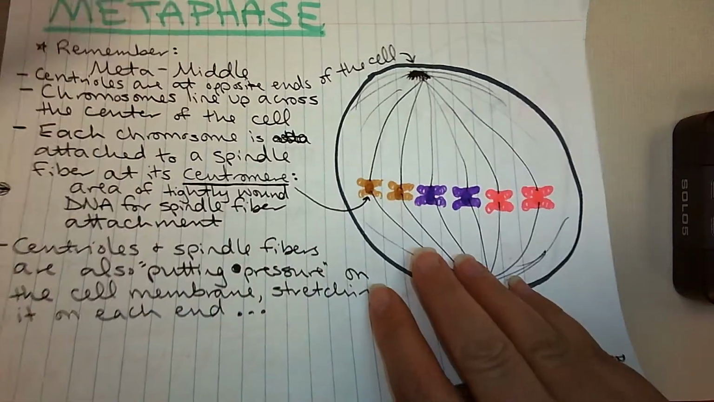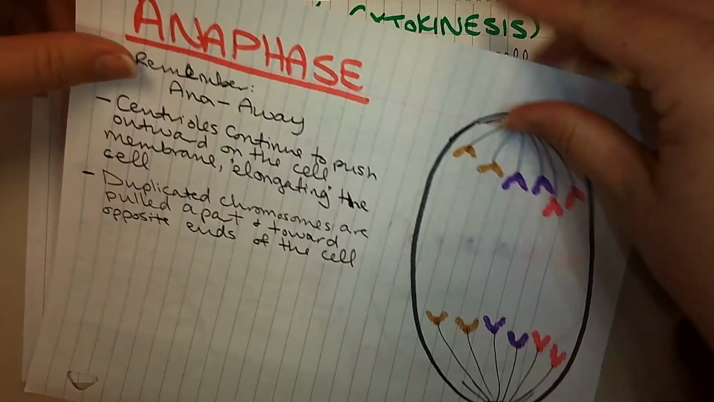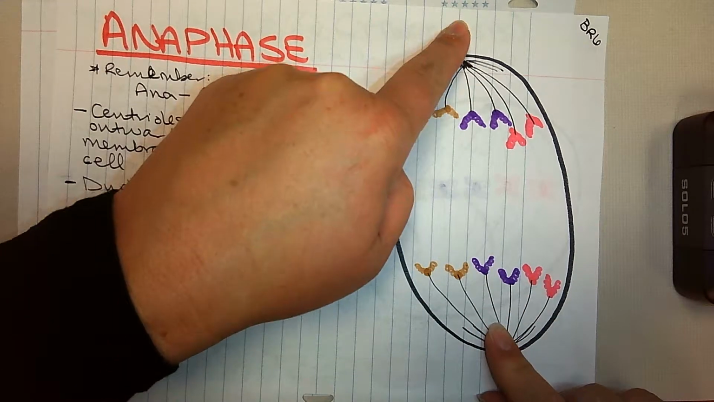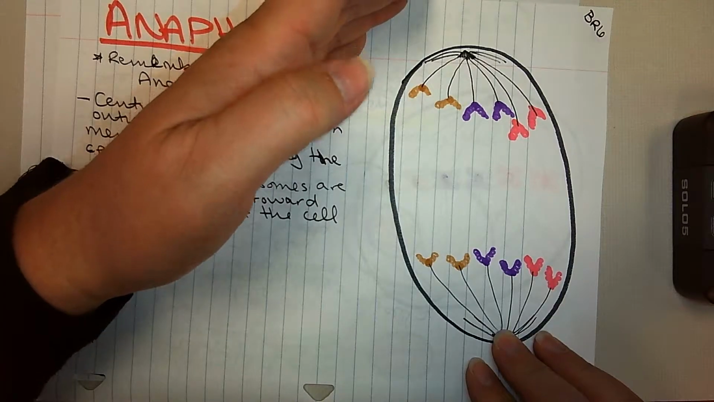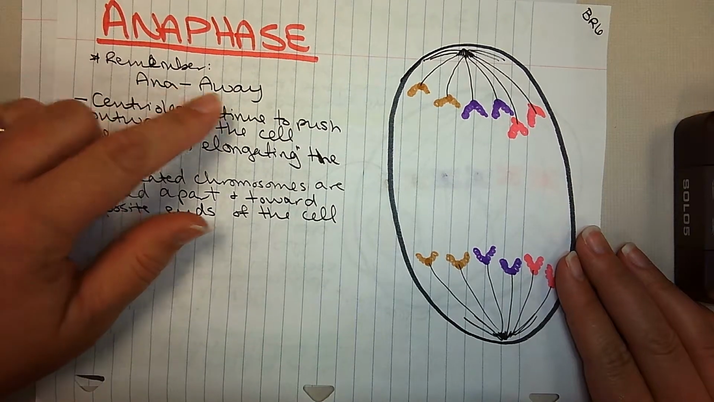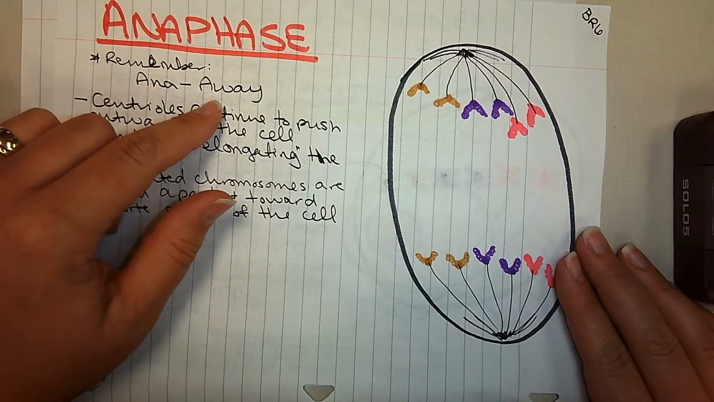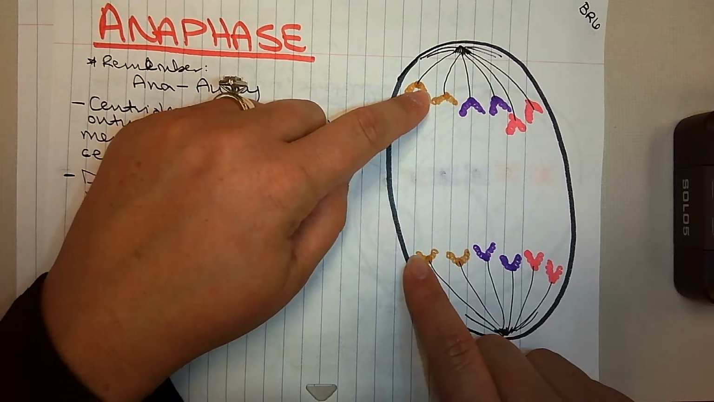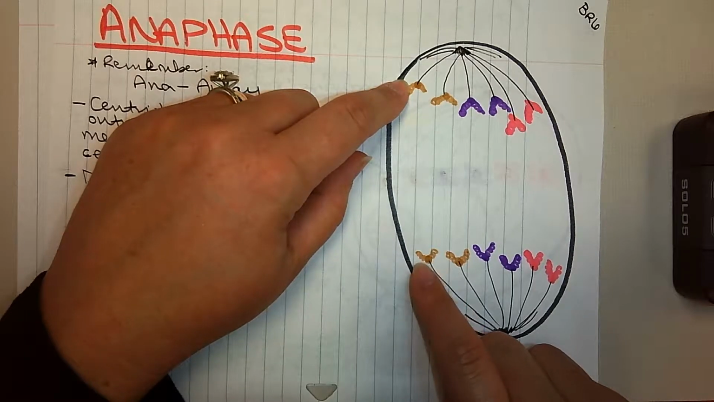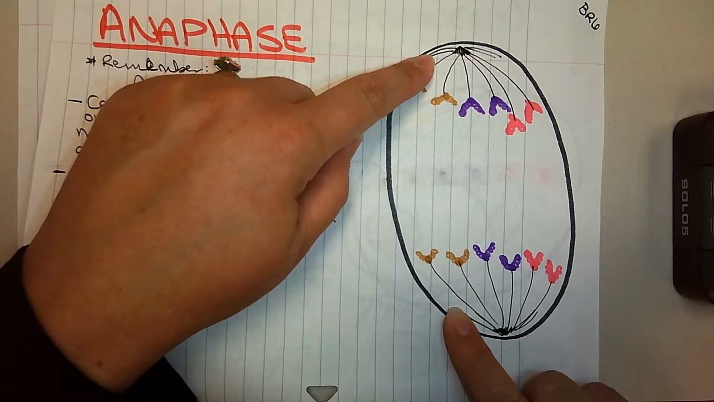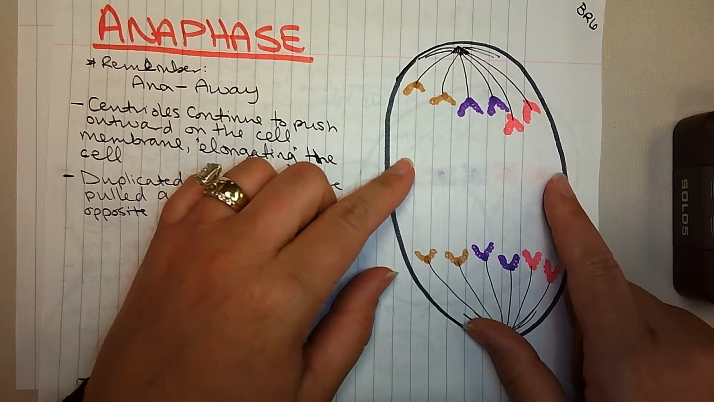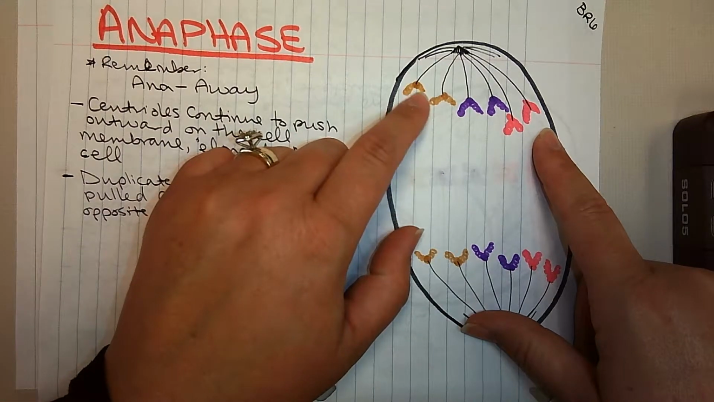Okay, so the next one is anaphase. So those centrioles keep pushing out on the outside, and it's elongated this cell. Just think ana, away. Again, that's not necessarily what that means, but just kind of help you remember that. But these chromatids, so this was my mom's number 1, and this was her duplicate. Well, now they're being pulled to opposite sides. So now both of my new cells are going to be identical. They got the exact same. They got the full set.